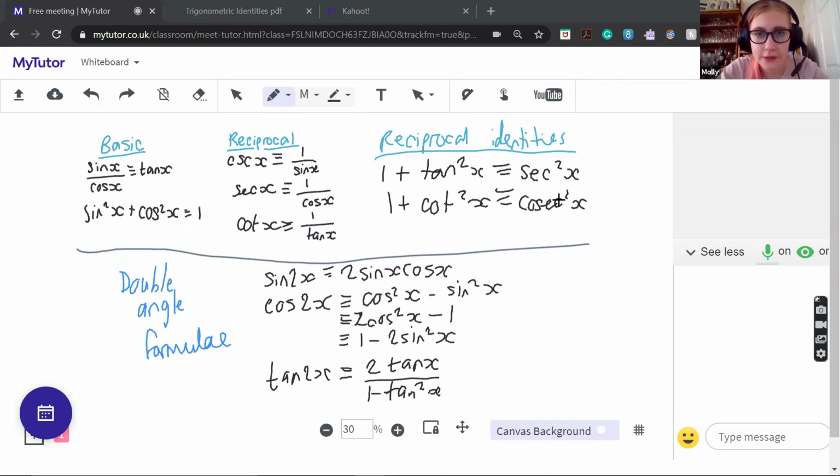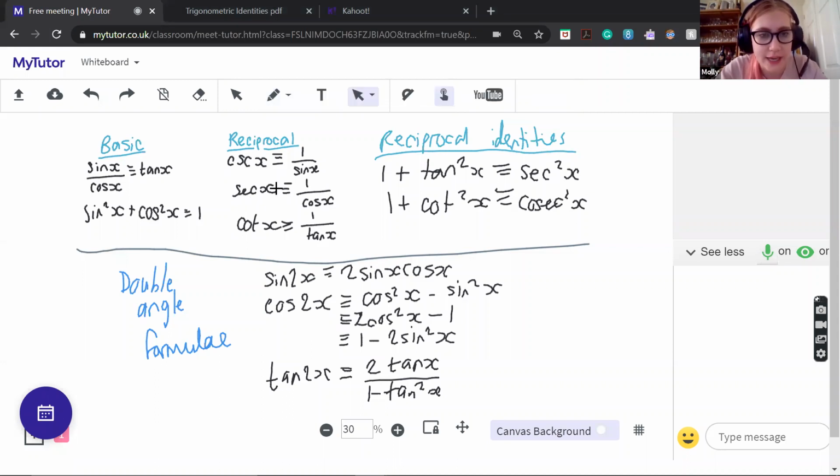Okay, I don't think so. Oh, someone said I can't read the sec one. This one? I'll tell you what all of the ones with sec say. This says sec x equals 1 over cos x. And this says 1 plus tan squared x equals sec squared x.